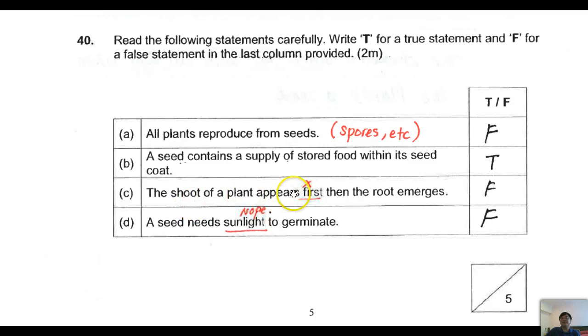This one, the shoot appears first, is totally wrong. It is the root that emerges first. A seed needs sunlight to germinate is not correct. All right, even in darkness, it will still germinate. All right.